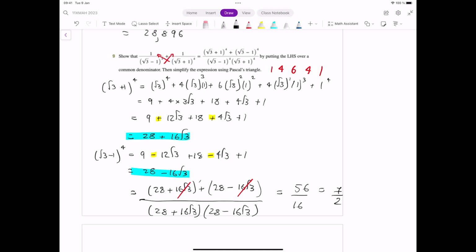And again, you ask yourself, why didn't they just write 7 on 2 in the first place? Certainly is 7 on 2, so we're correct.